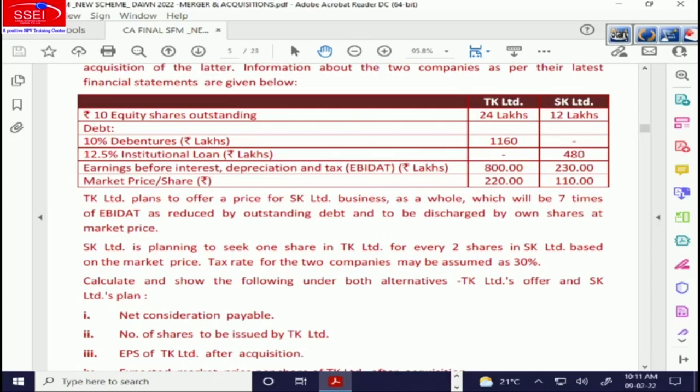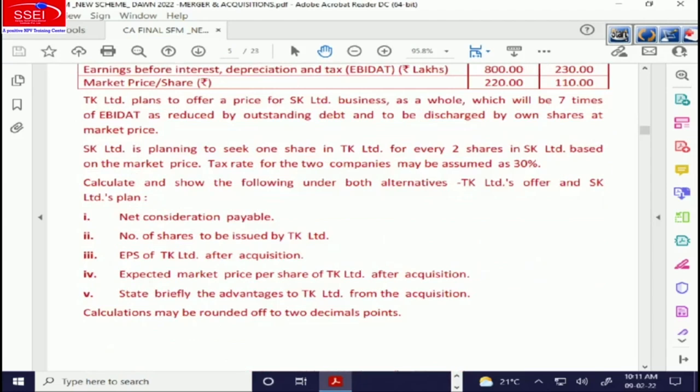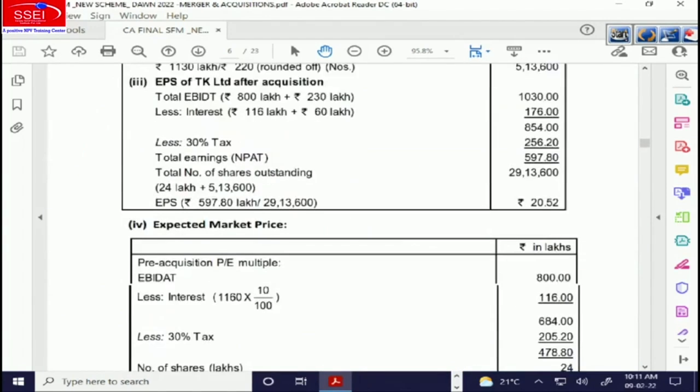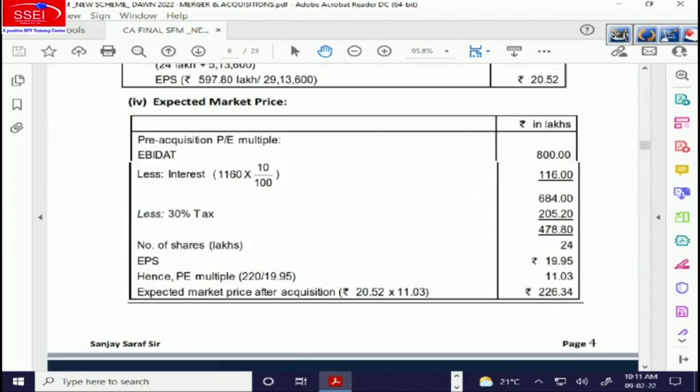So 220 divided by the EPS of 19.95. P/E ratio is 11.03 times. So 11.03 shall be the P/E ratio after merger, bootstrap effect, and that multiplied by the EPS, which we got at that time, 20.52, gives 226.29, the expected share price. Post-merger EPS into P/E ratio, bootstrap.